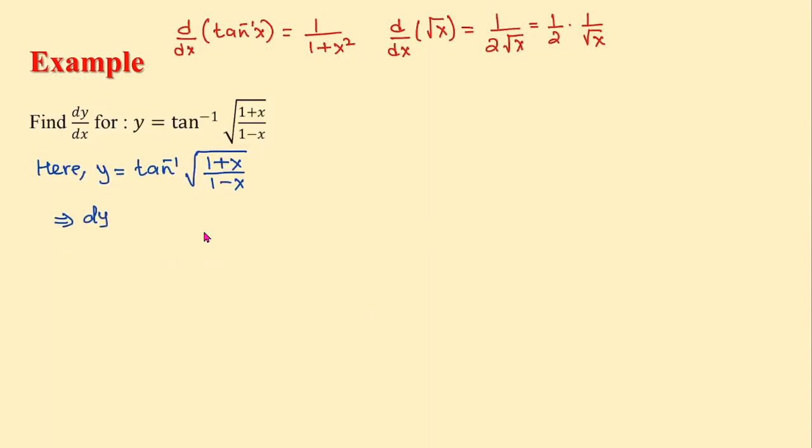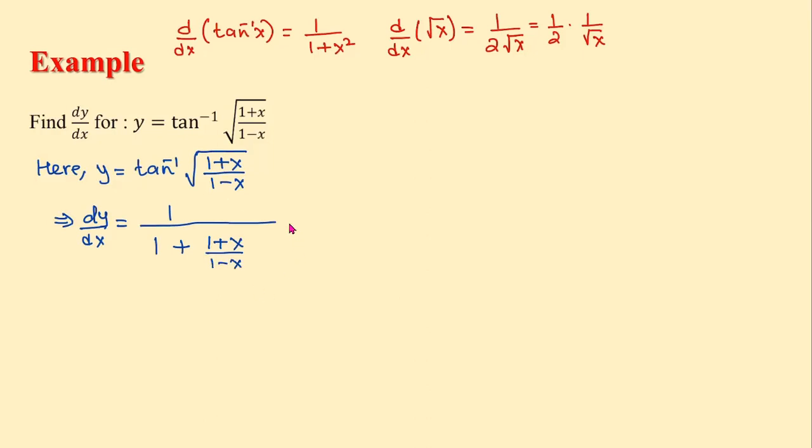So dy over dx is equal to the derivative of tangent inverse, which is 1 over 1 plus x squared. If we have tangent inverse x, we have this one in place of x. So when we square that, it will be 1 plus x over 1 minus x.